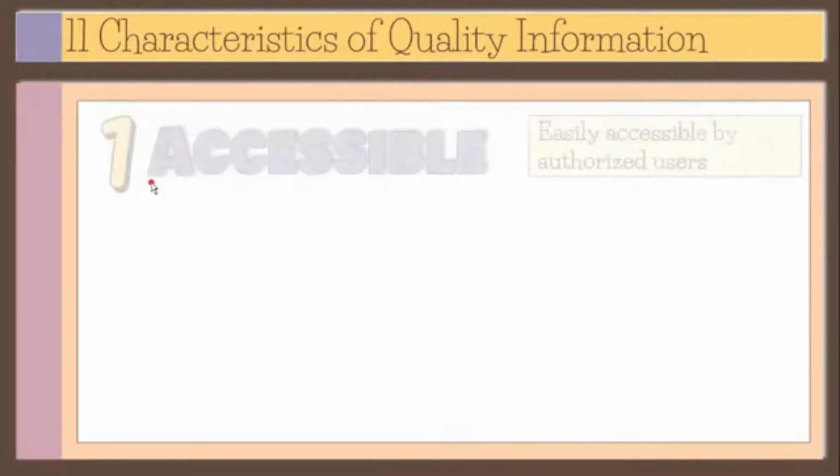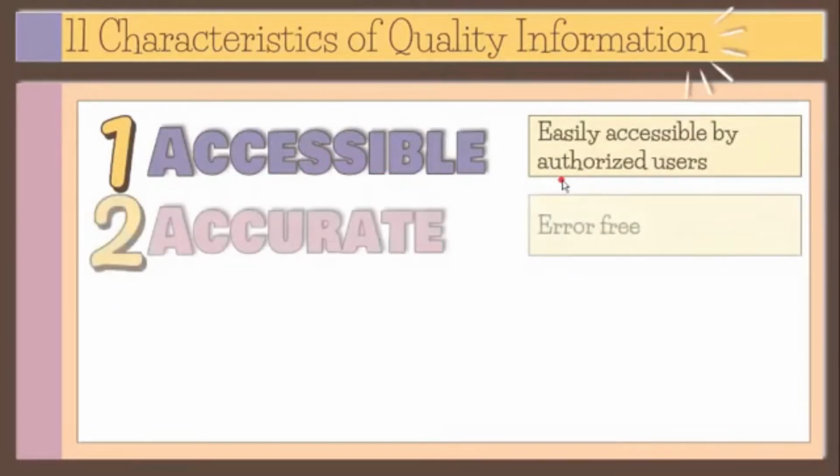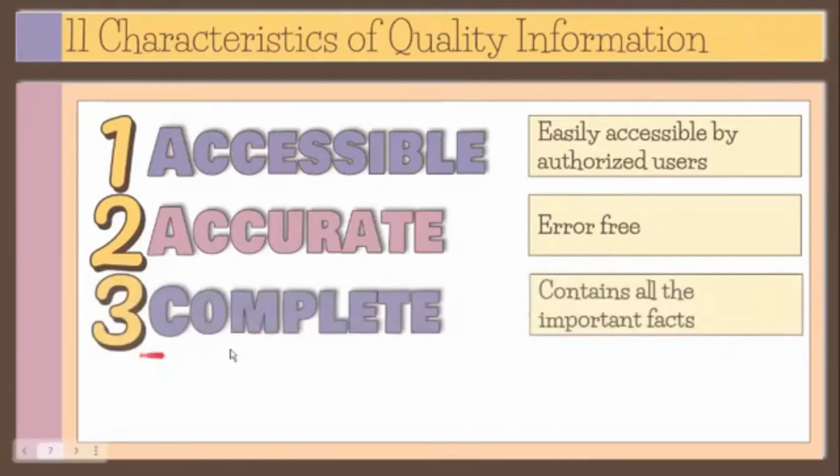Information should be easily accessible by authorized users so they can obtain it at the right time. Information should be error-free. When inaccurate data is fed into the process, then inaccurate information will be produced. Complete information contains all the important facts. For example, a ticket reservation system that does not show seats that were already sold does not have complete information.